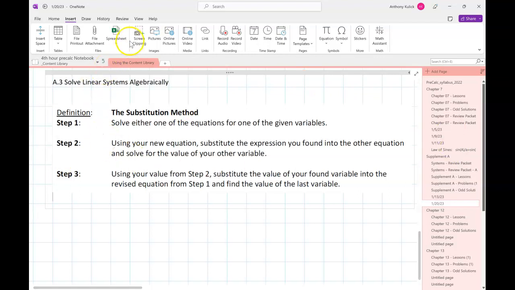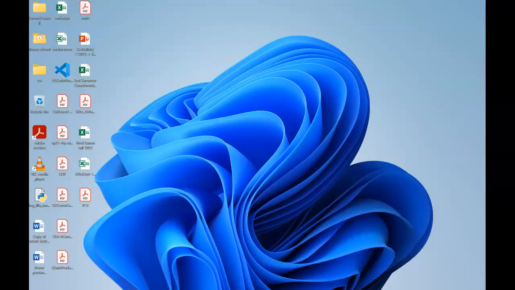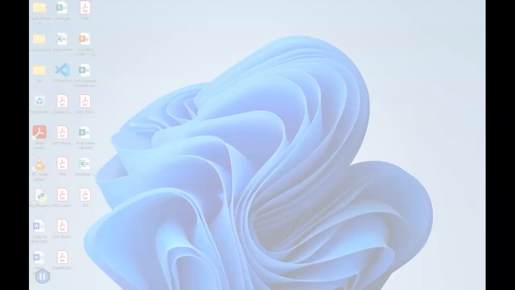Let's do a numeric example to kind of drive that home.